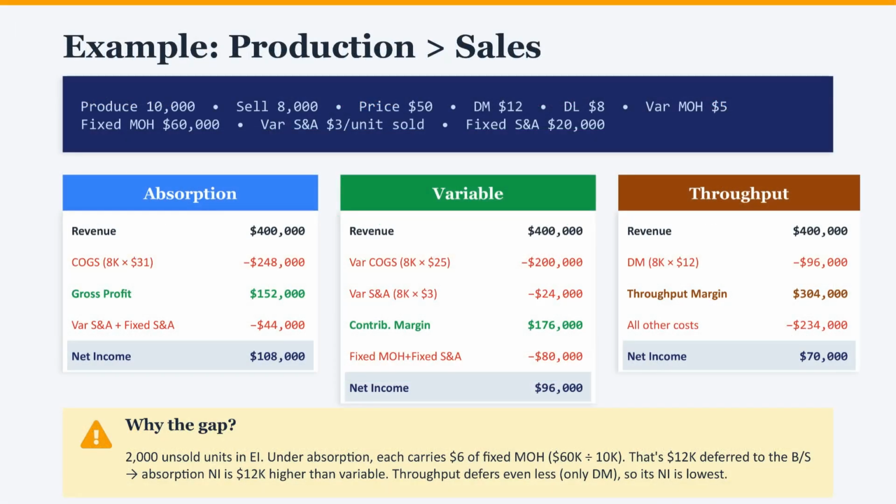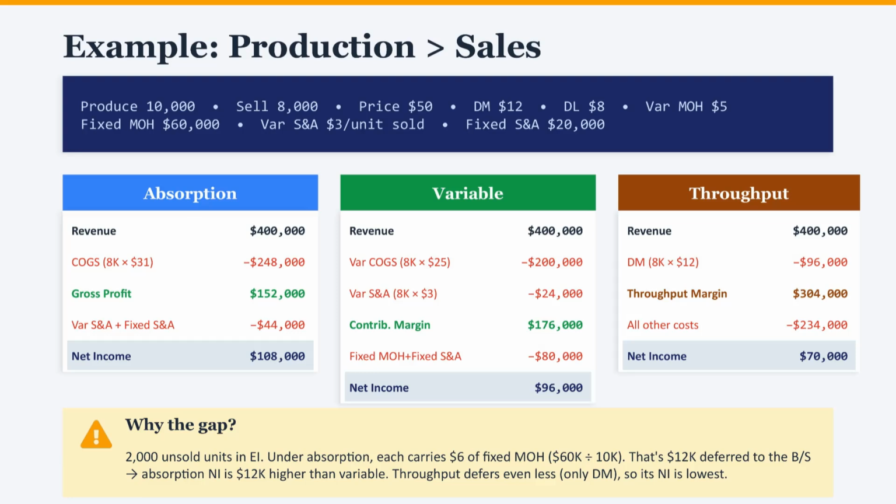This slide compares revenue, costs, margins, and net income under absorption, variable, and throughput costing methods. The example details production and sales data, highlighting how unsold inventory and fixed overhead allocation influence net income differently. The $12,000 gap between absorption and variable NI equals exactly the fixed MOH deferred. 2,000 units times $6 per unit equals $12,000. The $26,000 gap between variable and throughput NI reflects the DL and variable MOH also deferred under variable costing. 2,000 units times $8 plus $5 equals $26,000.